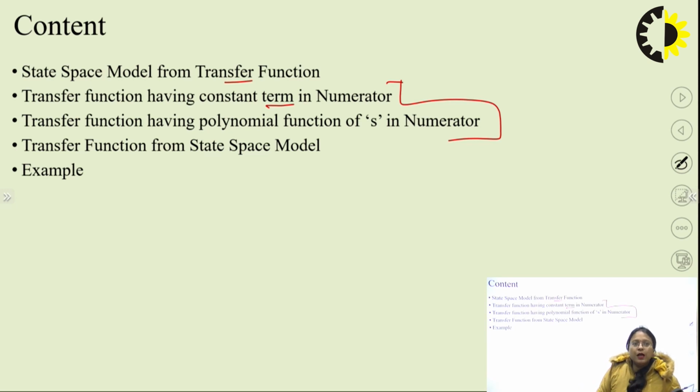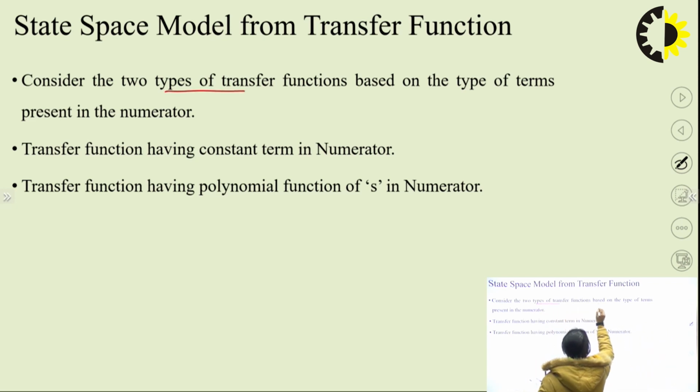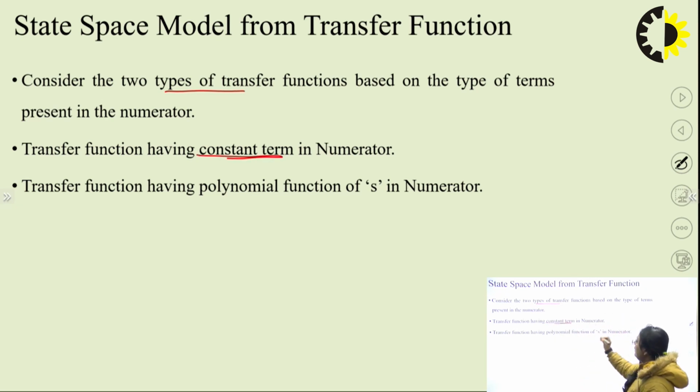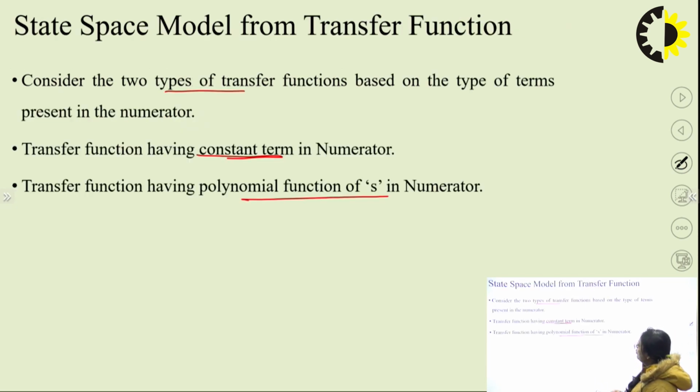And the second topic is how to obtain the transfer function from the state model, right? First topic is how to obtain the state model from the transfer function, and the second one is how to obtain the transfer function from the state model. Based on these topics I will discuss examples in this lecture. So the two types of transfer function, based upon the terms present in the numerator, will be the transfer function having a constant term in the numerator and the transfer function having a polynomial function of s in the numerator. So I am going to discuss these two transfer functions one by one.